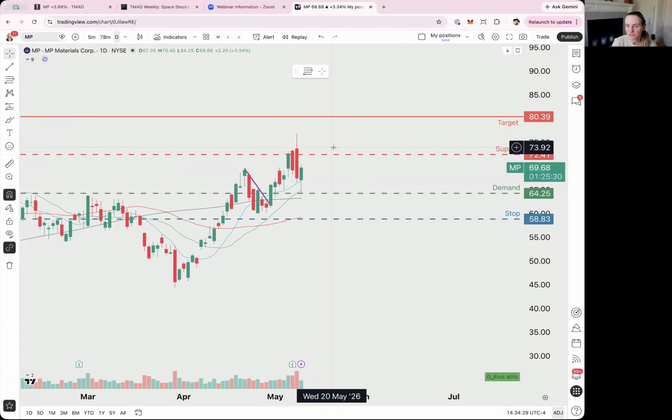You can wait, maybe we recover. If not, I would be out if we break this, because if we break the 64, we go to 58. You don't want to lose money on this, right?